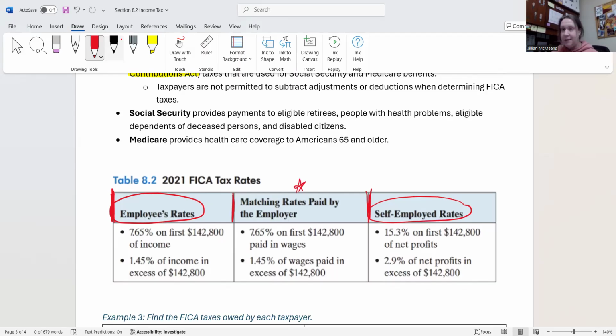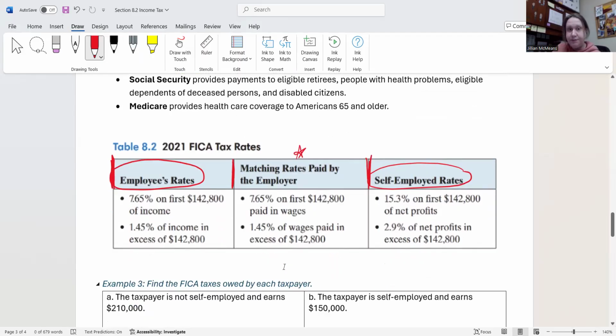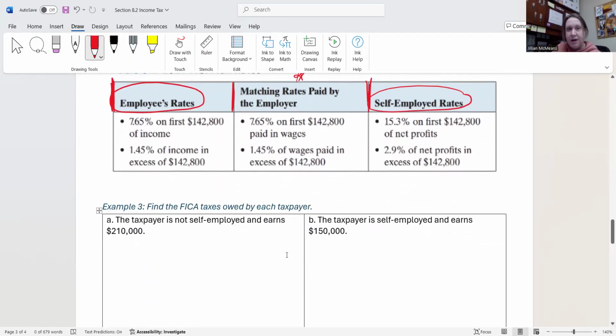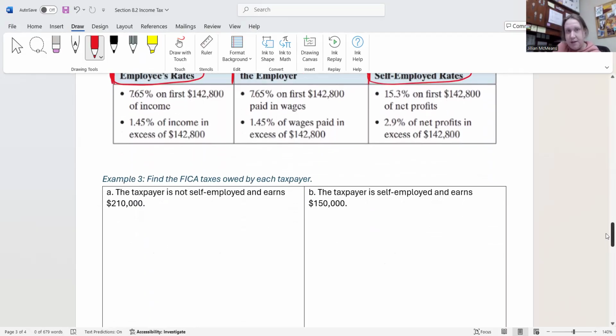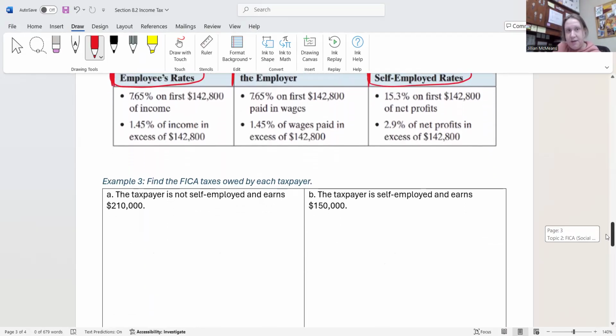Okay, so let's look at how this works. Okay, for example 3, it says find the FICA taxes owed by each taxpayer. So for part A, it says the taxpayer is not self-employed. That means you work for a company, or you work for another person, okay? So you're not self-employed and you earn a wonderful $210,000 a year.